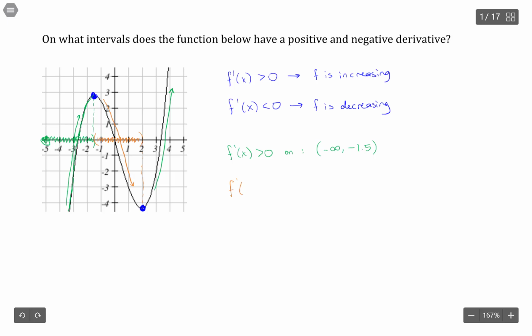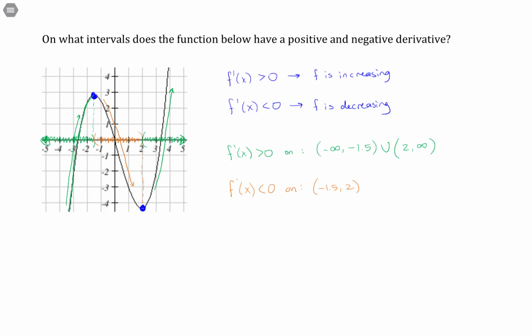So the x values where these things are happening would be this interval here. So we are then decreasing, so the derivative is less than 0 on that particular interval, from negative 1.5 to positive 2. And again, we don't include the points where things change. And then we have another interval of increase after that one ends and goes off to infinity. So then we put a U here in between these two for union, which joins two sets together. And then we go from positive 2 to positive infinity. And those are the intervals for which the function has a positive and negative derivative.